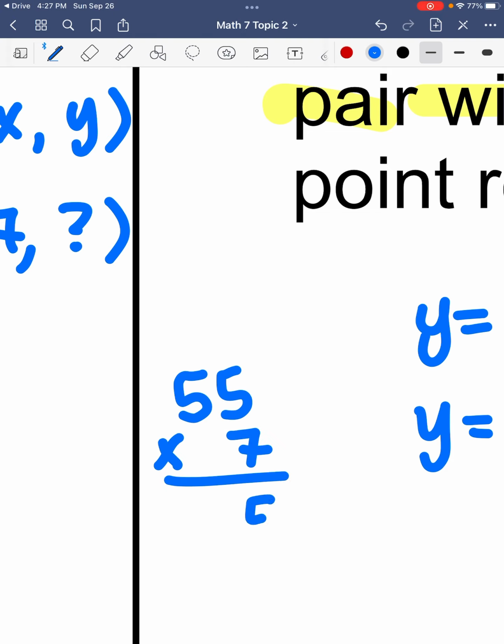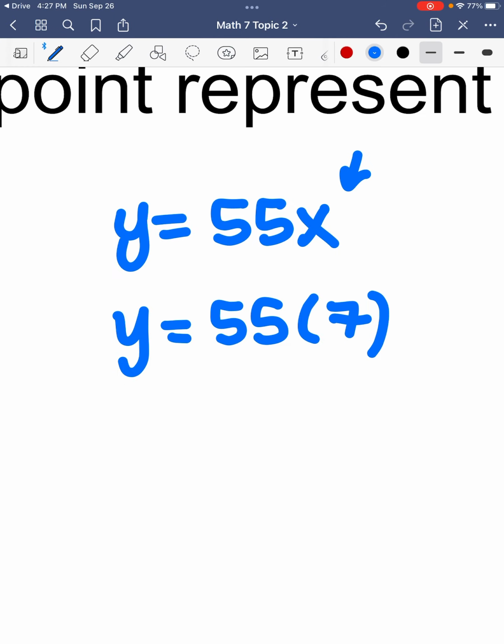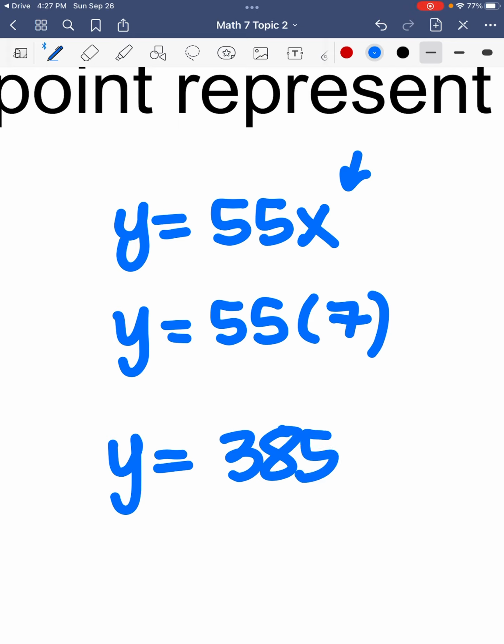7 times 5 is 35. 7 times 5 again is 35, plus 3 is 38. So 385. So Y equals 385 what? 385 miles.